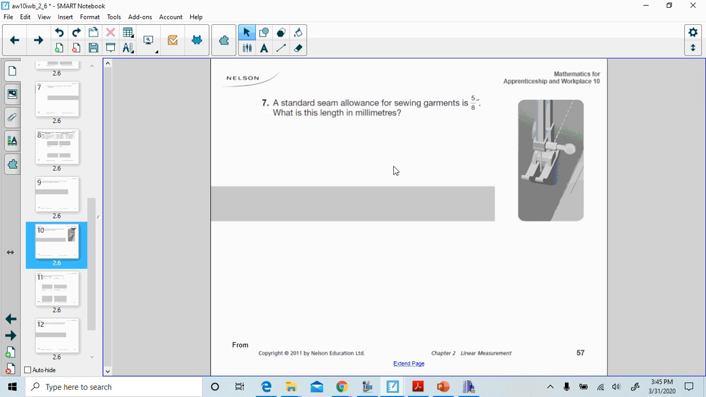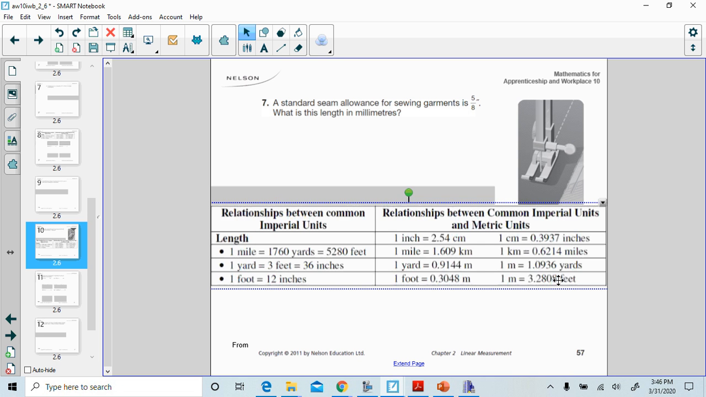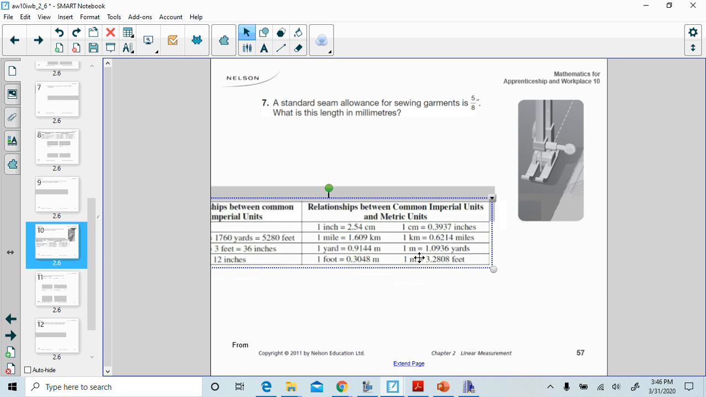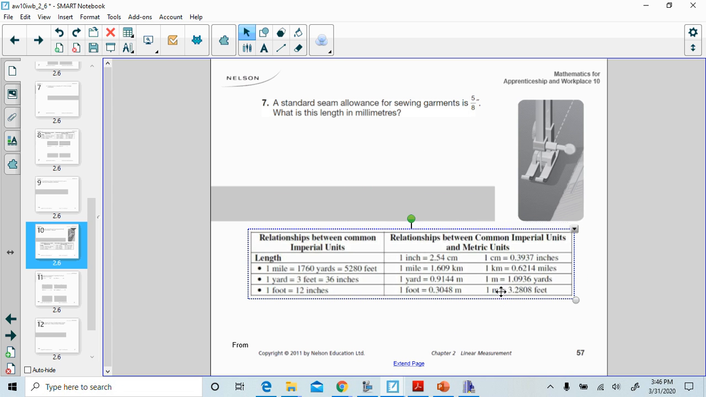Looking at a standard seam allowance for sewing garments, it's saying that is about 5/8 of an inch, and we're looking to convert this into millimeters. So if we were actually looking at your formula sheet, we don't see millimeters on there, but we do see centimeters. So we can convert to centimeters and then times by 10. Okay, so we're going from inches to centimeters.